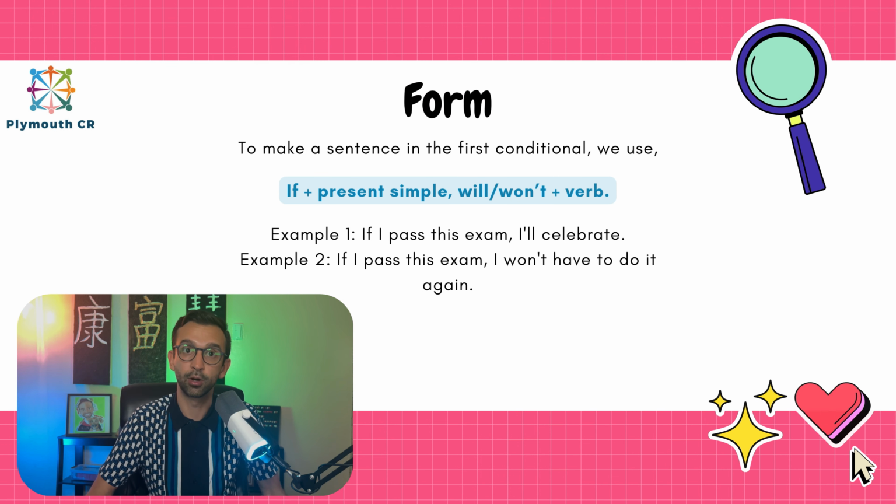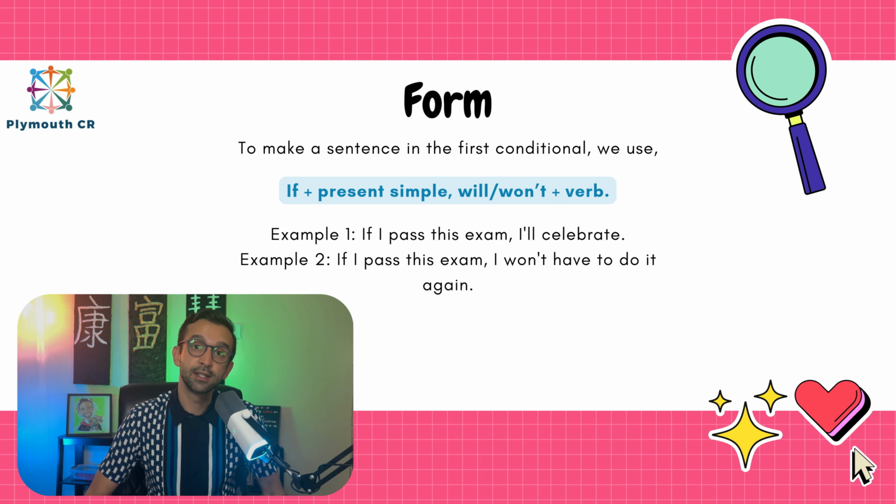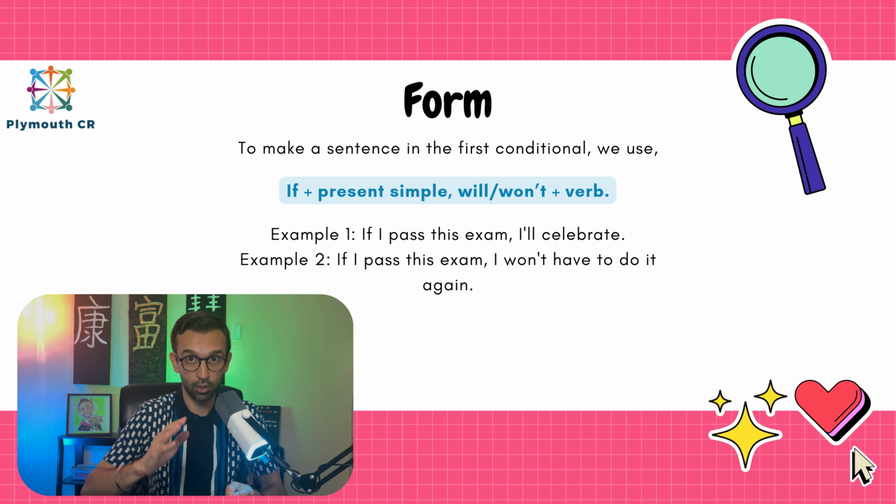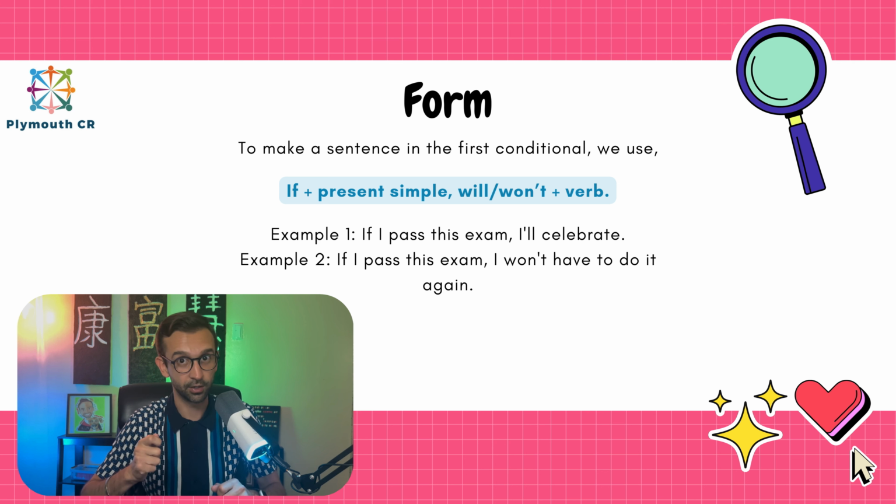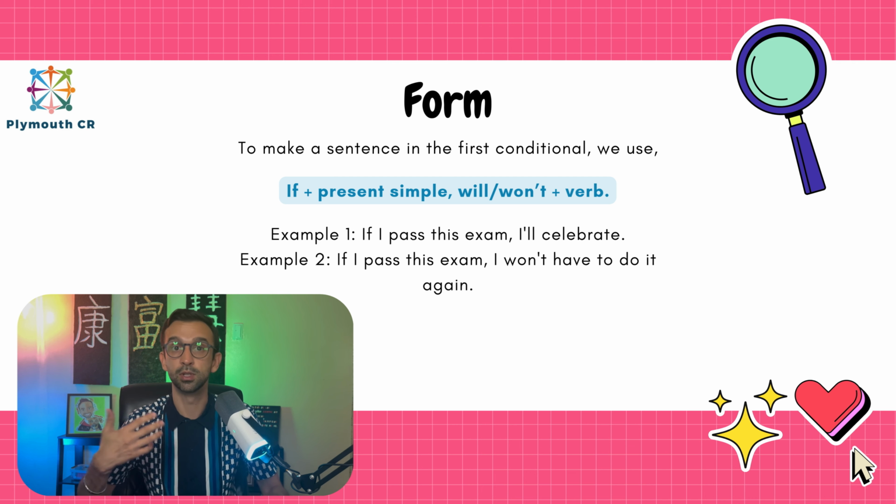Okay, let's talk about form now. To make a sentence in the first conditional, we use the if word, which in Spanish is si, then we're going to use the simple present. And then a comma, when writing, you have to write a comma, and then you have to use will or will not, which is the same as won't, plus the verb or the action, what is going to happen.